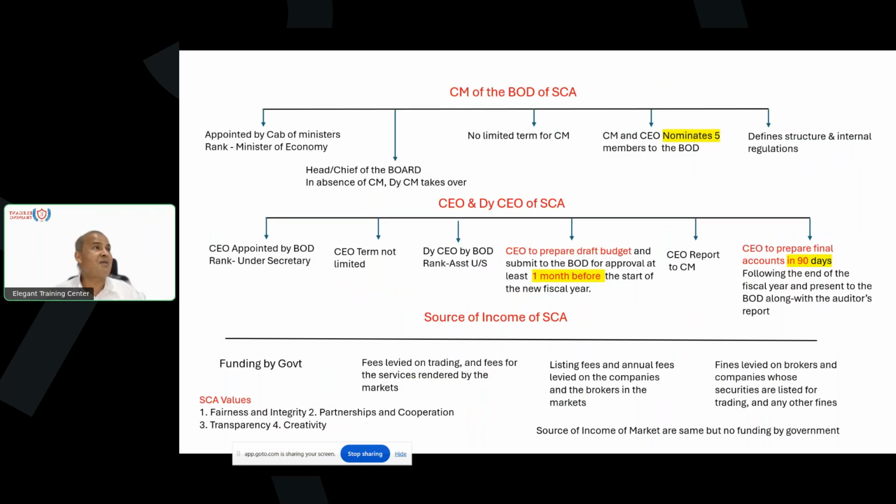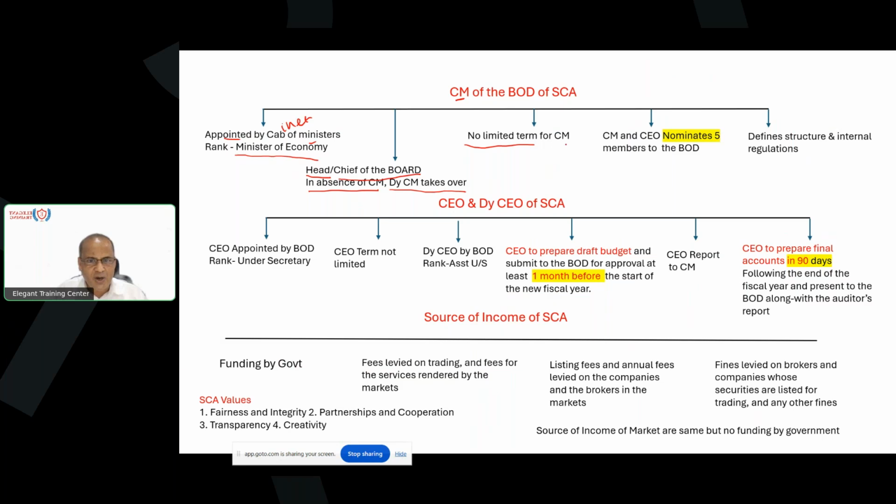Chairman of the board. Let us understand about the chairman. Chairman appointed by cabinet of ministers. Okay? So now chairman, appointed by whom? By cabinet of ministers, and chairman holding the position of minister of economy. He is the minister of economy, the chairman. He is the head or chief of the board. In absence of chairman, deputy chairman will take over. So SCA also having deputy chairman.